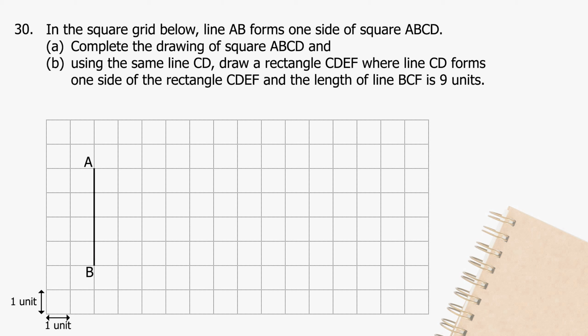Question 30. In the square grid below, line AB forms one side of square ABCD. A. Complete the drawing of square ABCD, and B. Using the same line CD, draw a rectangle CDEF, where line CD forms one side of the rectangle CDEF, and the length of line BCF is 9 units.